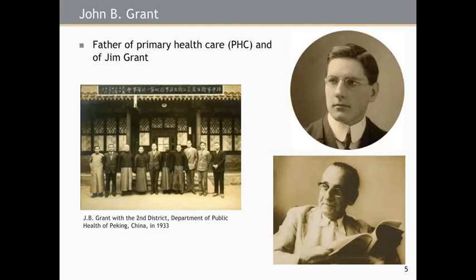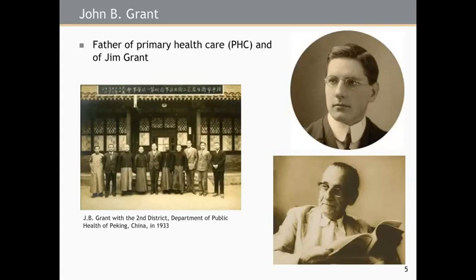Carl always felt that John B. Grant was the father of primary health care. John Grant was a very distinguished physician who worked with the Rockefeller Foundation in a number of countries, but his most important contribution was his work in China back in the 1930s.